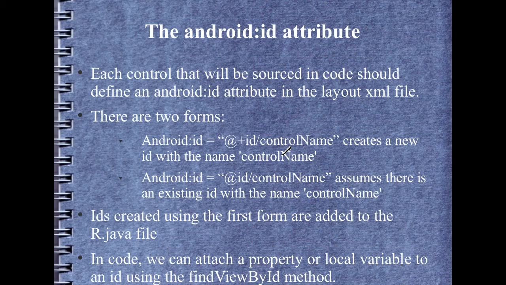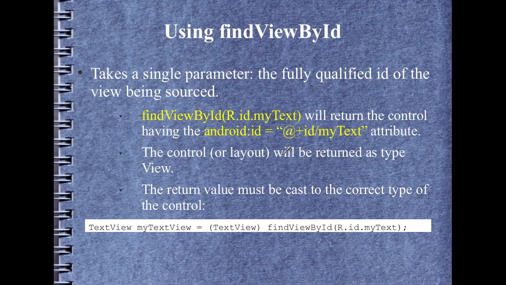So in code, we can attach a property or a local variable to an ID using a method called findViewById, and we resolve these IDs using R.id and then the name that we give them. So findViewById takes a single parameter, which is the fully qualified ID of the view being sourced, which is what I just talked about. So if we have a myText ID, then findViewById(R.id.myText) is going to return the control, or the integer value of the control having Android ID plus ID myText.